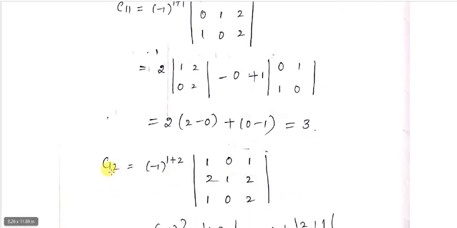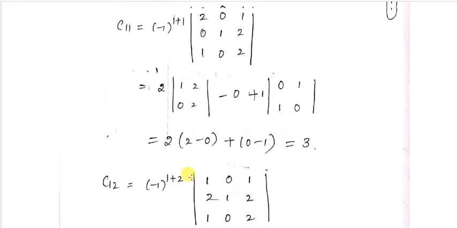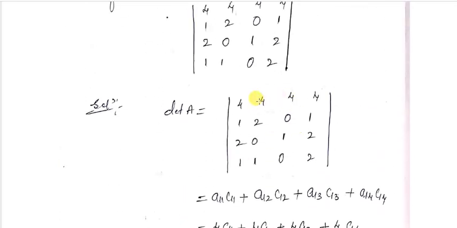Next, the cofactor of the second element of the first row, that is C12, is equal to minus 1 to the power 1 plus 2 times determinant of the minor of C12. This is the second element, so the cofactor of this is obtained by deleting the first row and second column. It gives the cofactor along with the sign, that is minus times determinant of 1 0 1, 2 1 2, 1 0 2.